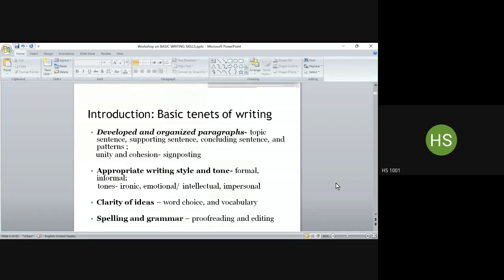Have you used an appropriate writing style and tone? Is there a good clarity of ideas? And last and not the least, the spelling and grammar. Whether you have actually achieved what you are supposed to write with respect to the content and also the spelling and grammar. So these are the four things that you're going to look for when you're writing to check whether you have written something properly or not.